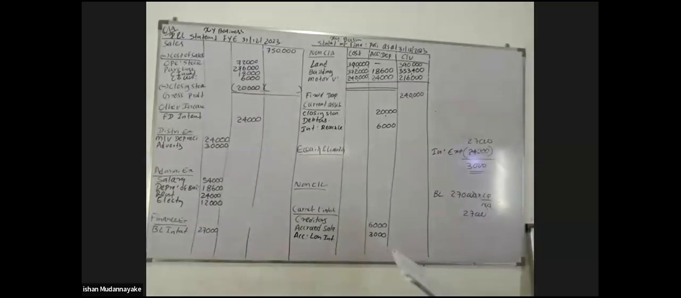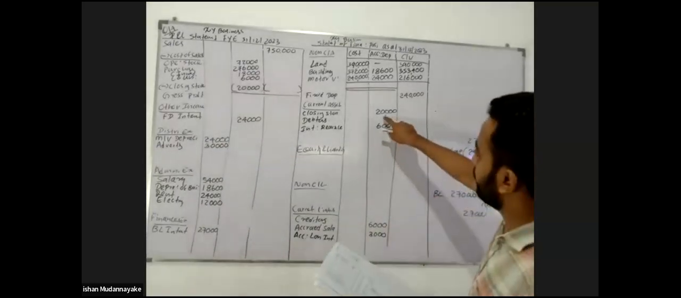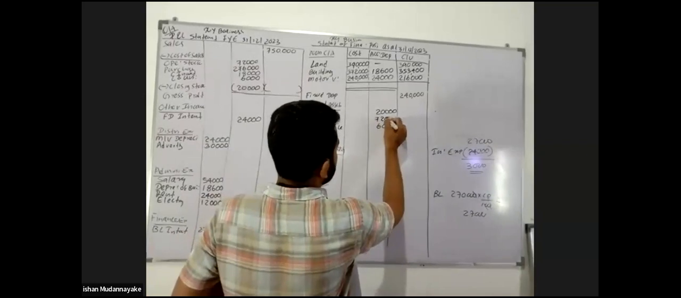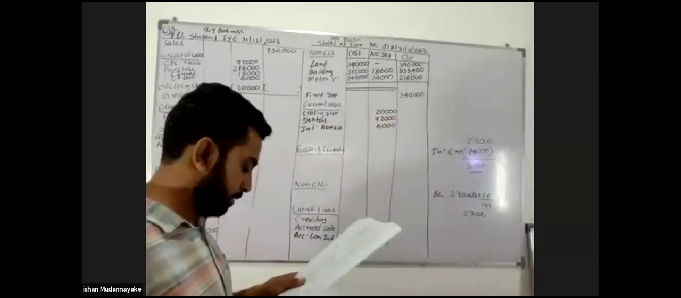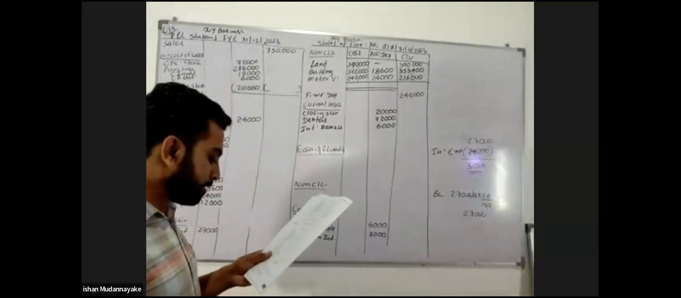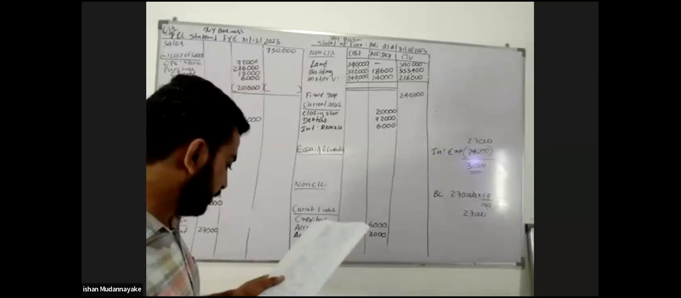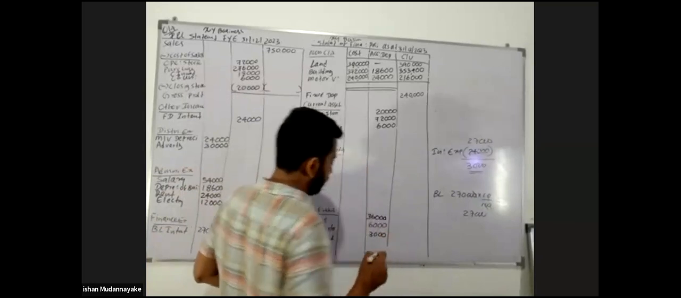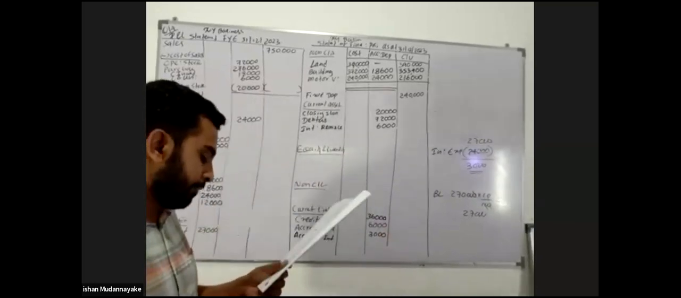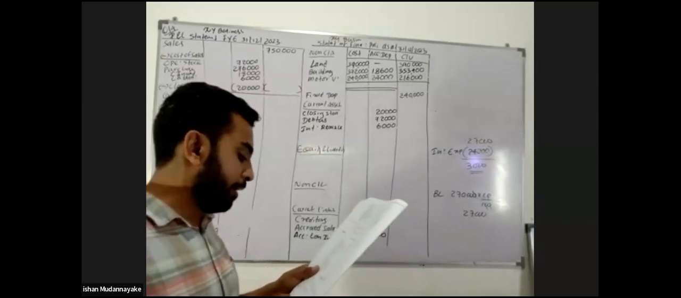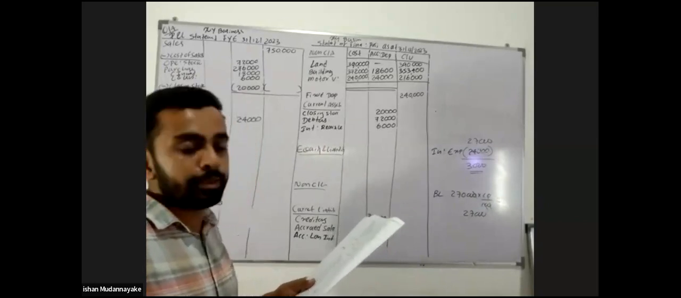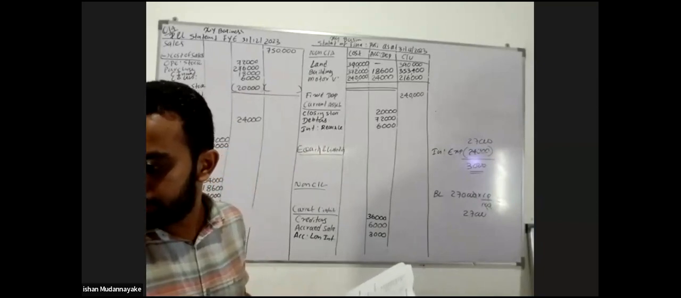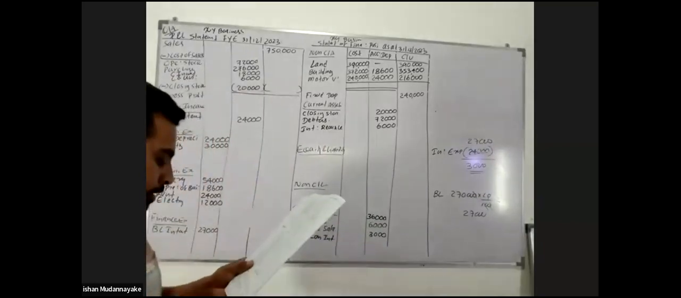And then debtors should be recorded in the statement of financial position. Debtors 72,000. Next one, creditors under current liability. Write down creditors 36,000. Another name for creditors is trade payable. Another name for debtors is trade receivable.